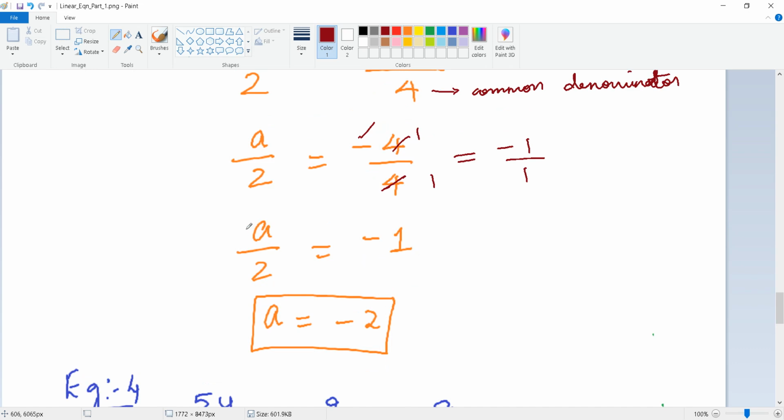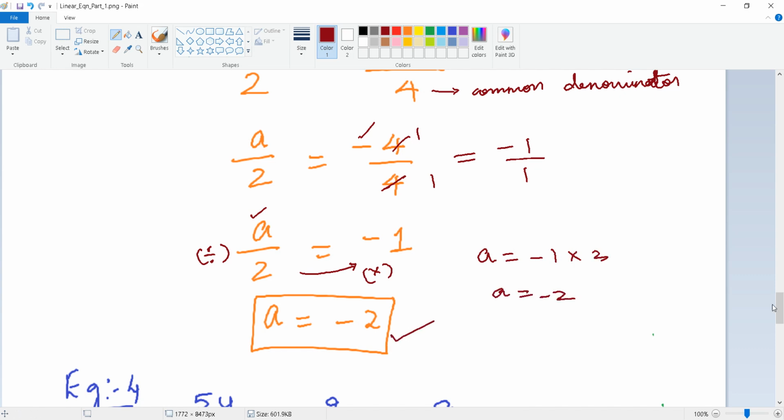Now I need to find this a, so I have to move the 2 over here. What is the relation between the a and the 2? It's division. The relation between these two is division, so it's a by 2, or a divided by 2. When you move the 2 to the other side, it turns into multiplication, correct? When it goes to the other side, it gets multiplied. So you get a is equal to minus 1 into 2, which is a equals minus 2. So that's how you have got this.